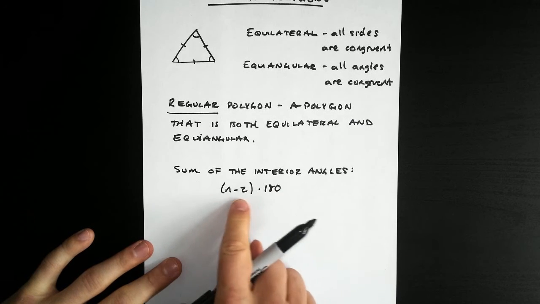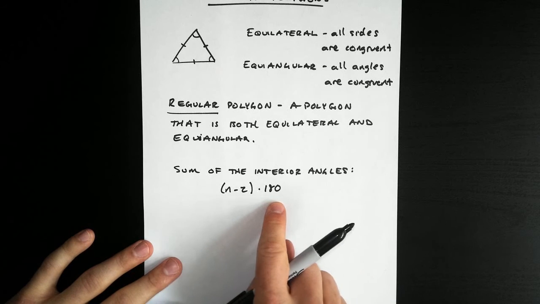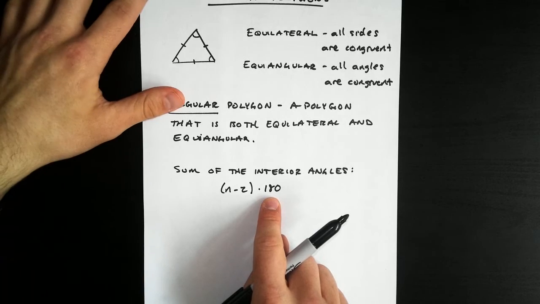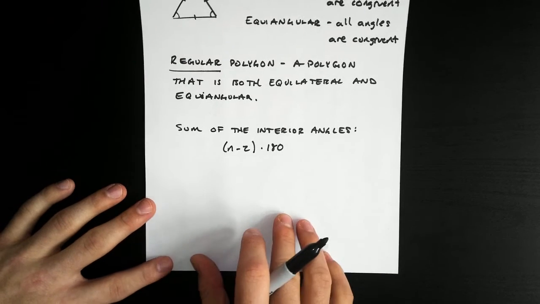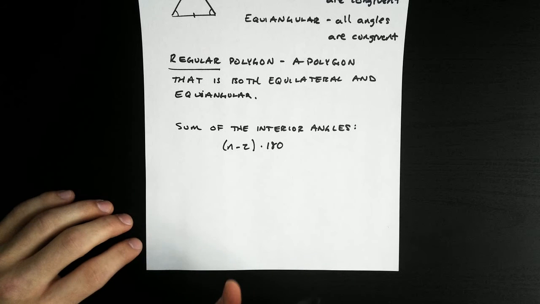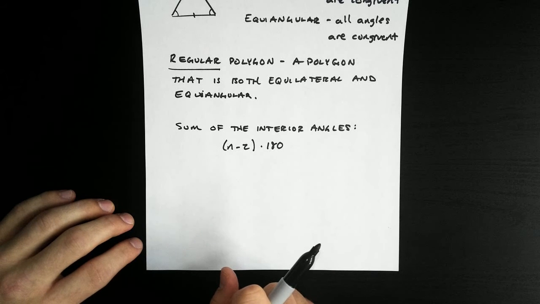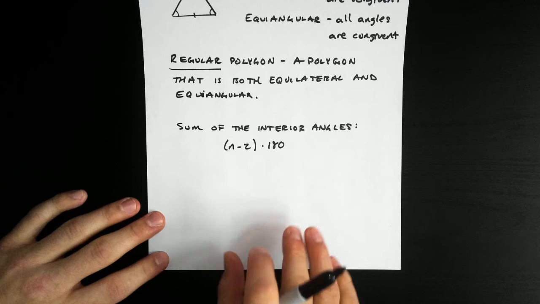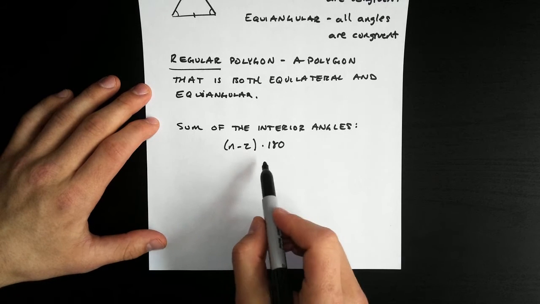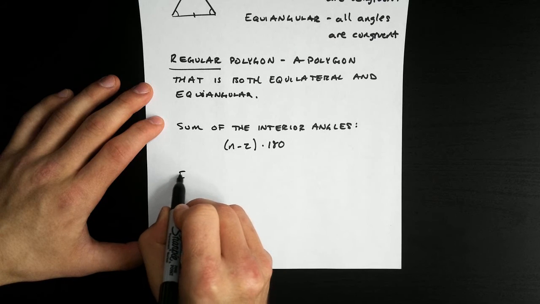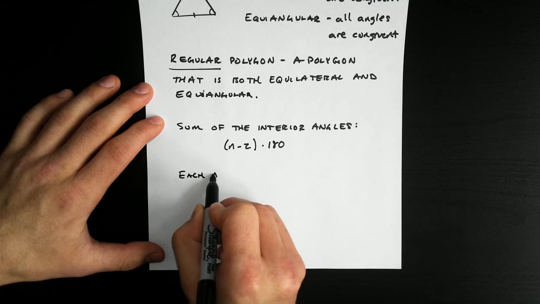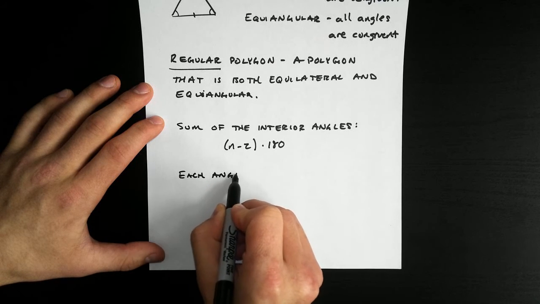So the n minus 2, remember that represents the number of triangles we can split it up into. Each one of those triangles has 180 degrees. Well now, if I know that all the angles are the same, so if I have a regular polygon, I can take this and I can figure out how big each angle is in that regular polygon.